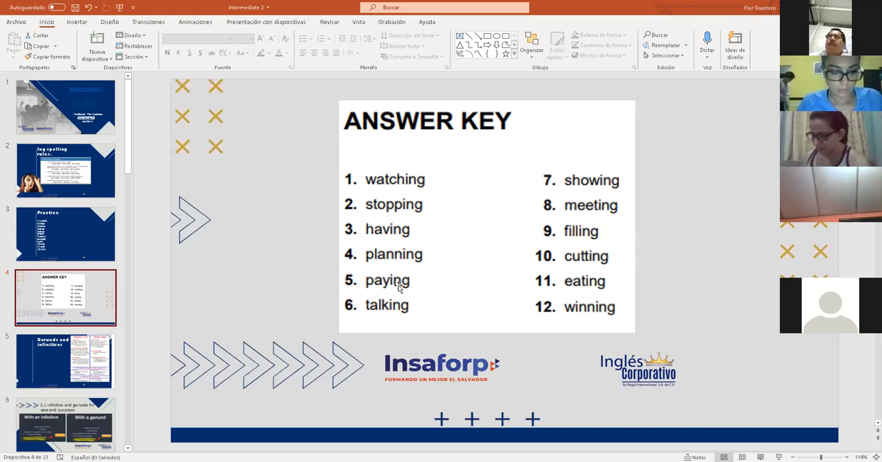Playing, well, that one is the one that is common, right? And talking, showing, and we didn't double it, right? ¿Por qué no duplicamos en show si decimos, ah, pero tiene consonant, vowel, and consonant? Because the rules say that when the end letter is W, X, or Y, it's only ING. Excellent, porque la regla dice que si terminan en W, X, o Y, entonces no duplicamos, ¿ok?